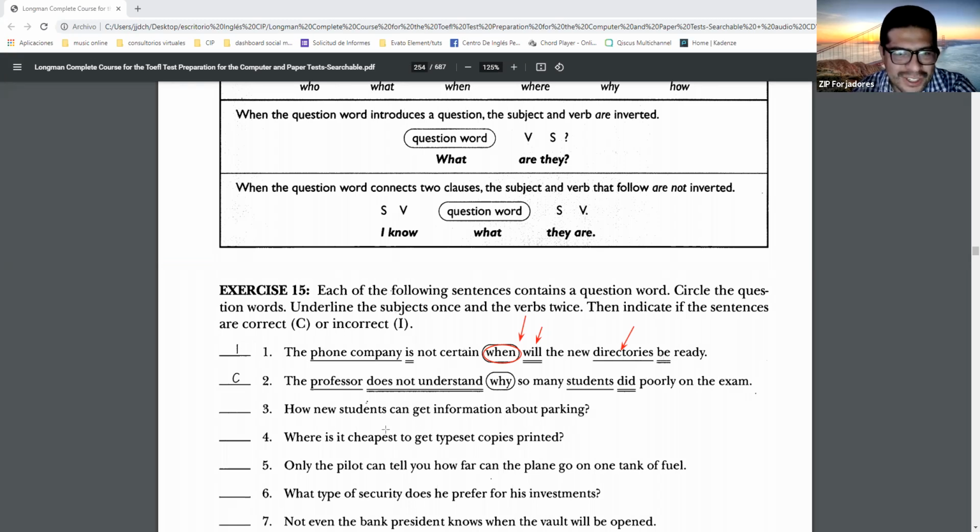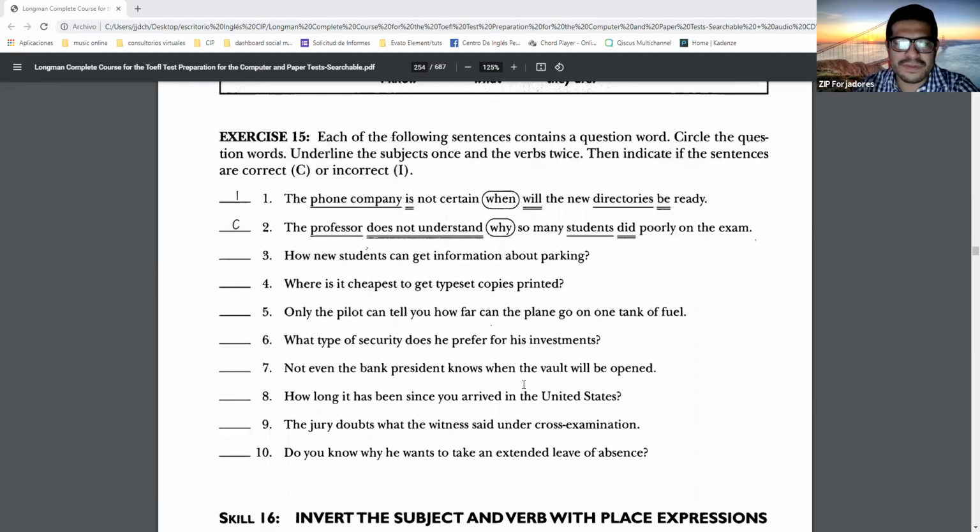Excellent. Number 2: The professor does not understand why so many students did poorly on the exam. This one is also a connector. Why is a connector, and I have to notice that this is the subject and this is the verb. So it's correct, because after a connector, subject then verb. That's it, very easy. Let's go with number 3, please.